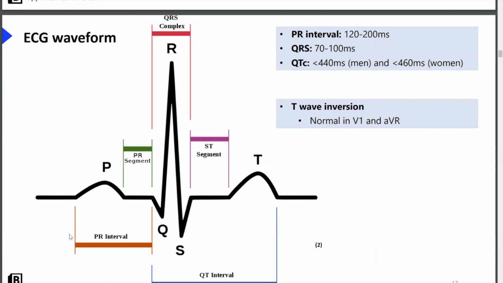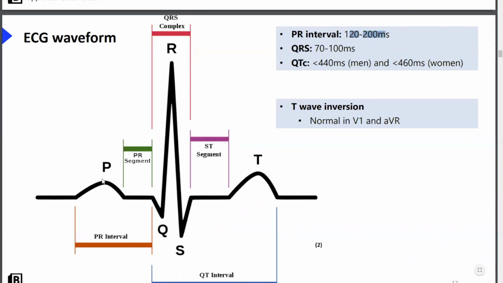Now we need to get into our minds the different intervals on the ECG waveform. So we have our PR interval. What would cause a prolonged PR interval? And this is the time, 120 to 200 milliseconds. You just need to learn this.